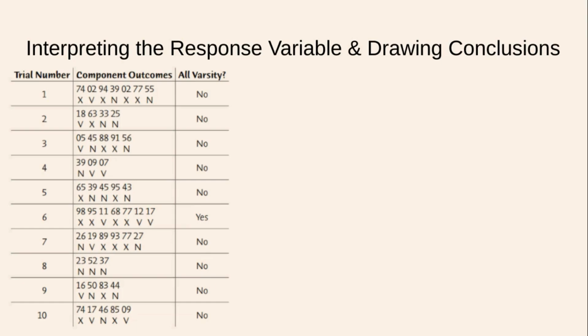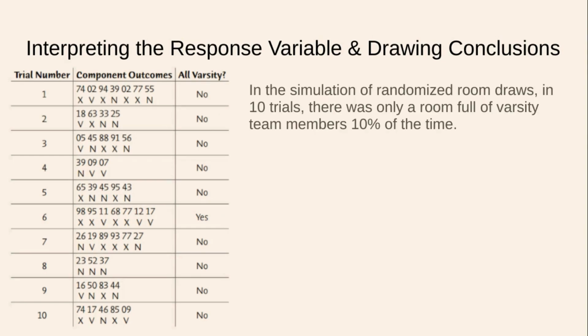Okay? So here we go. Here are 10 trials of the simulation. We can see all of the outcomes that we got numerically and how they translate. And most of the rooms were not all varsity. However, it did happen once. Okay? So we have a reason to believe that this is not an impossible result, of course. It's not an impossible result, but it also can happen once in 10 trials. In the simulation of randomized room draws in 10 trials, there was only one room full of varsity team members, 10% of the time. All right, so one time in 10.